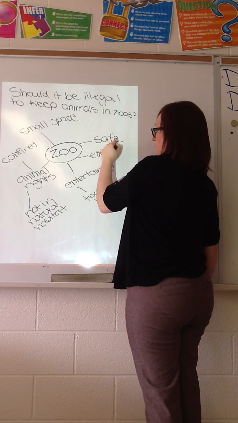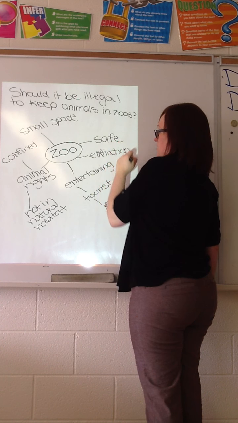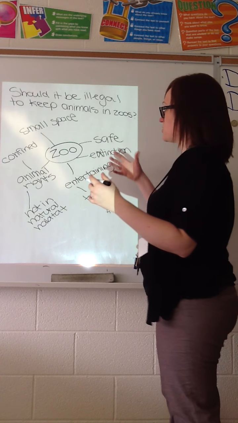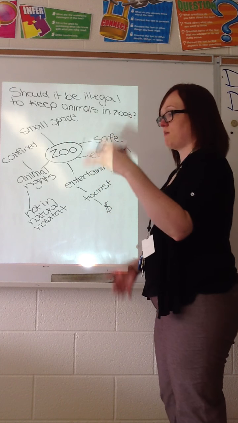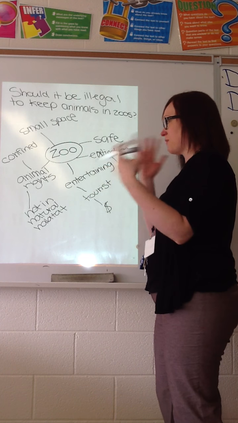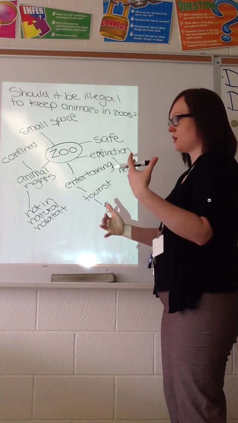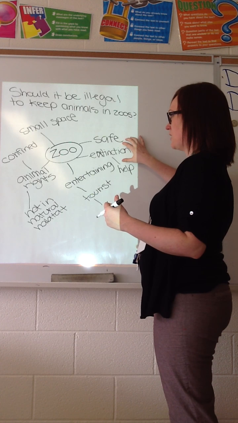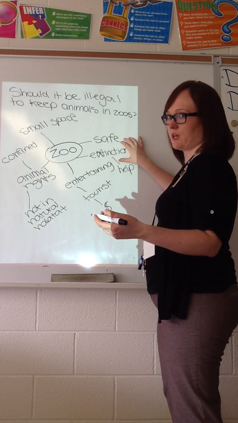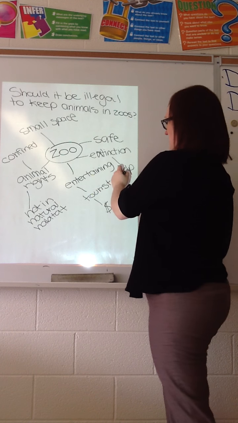Extinction, and we learned about that in science, how animals can become extinct, but zoos can help because they can help with breeding. They can bring a female and a male animal together so that they can have babies and help against the extinction. Whereas in the wild, if they're unsafe, they could be killed, or their babies could be killed in the wild. This way their babies are safe.